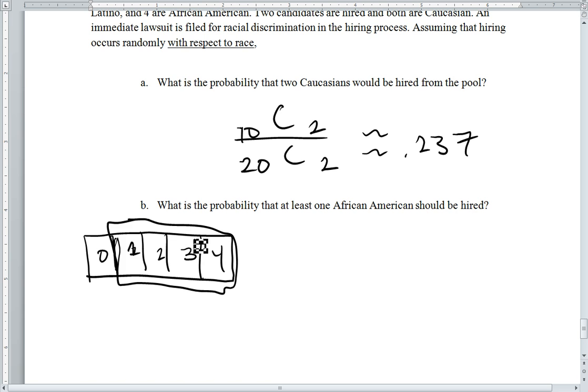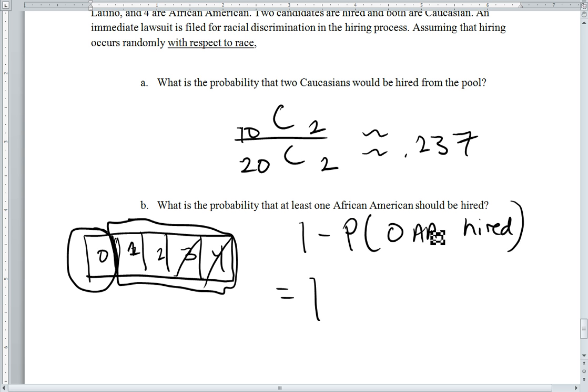Now, of course, it's impossible to have 3 or 4 because there are only 2 positions, but you can have up to 2 people hired. Well, rather than to have to find both of these, why don't we just find the probability that none are hired and then remove that from the 100%? So let's find 1 minus the probability that 0 African Americans are hired. Okay, well that equates to 1 minus, well, the probability that no African American candidates are hired comes out of the 20 combination 2 possibilities.